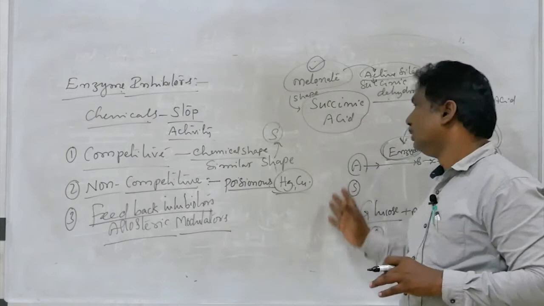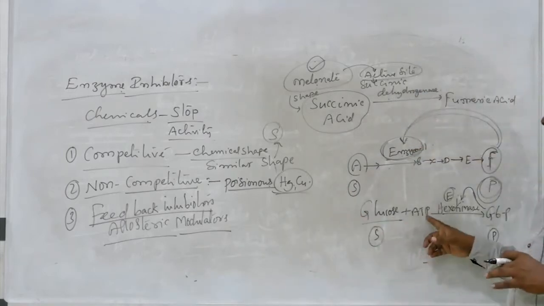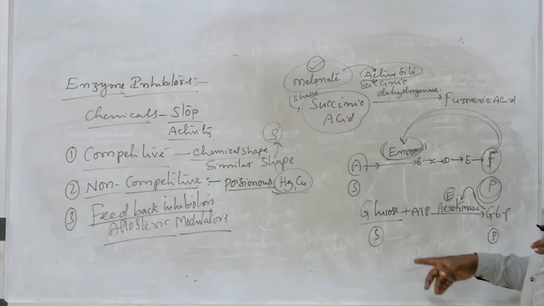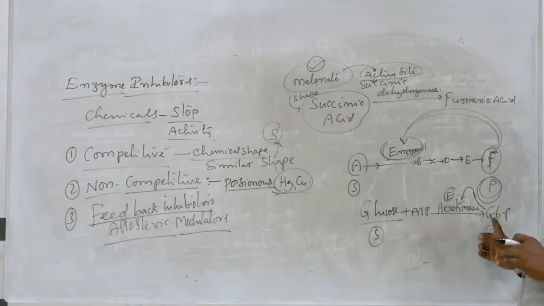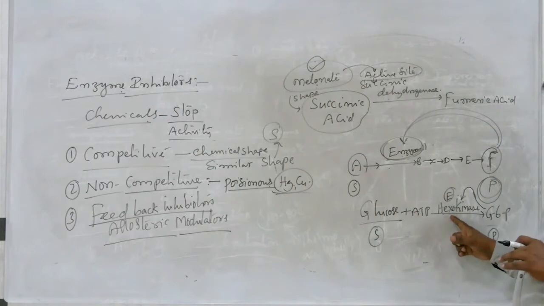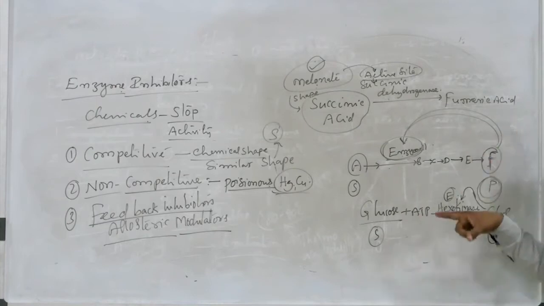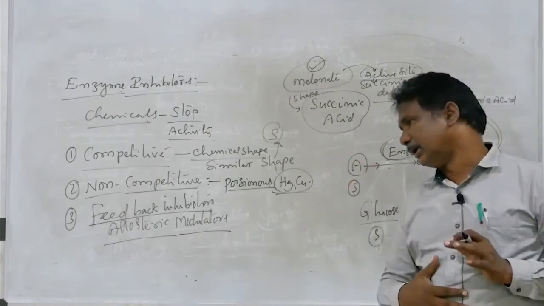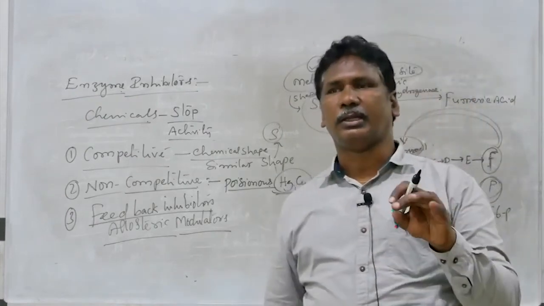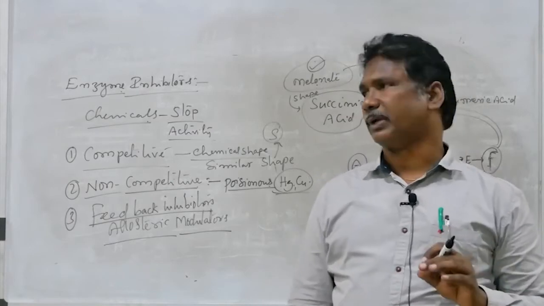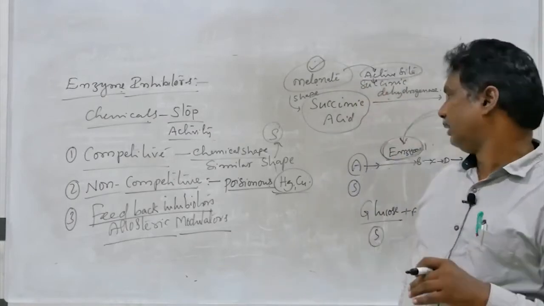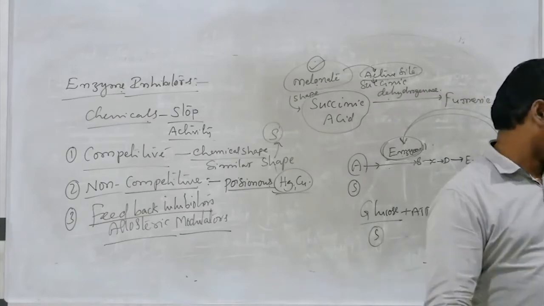Are you clear? Example of feedback: the first step in glycolysis in respiration, glucose combines with ATP to form glucose 6-phosphate in the presence of the enzyme hexokinase. In this one, the product is glucose 6-phosphate. The accumulation of more glucose 6-phosphate can inhibit the activity of the enzyme hexokinase. These feedback inhibitors also occupy a site other than the active site. Those are called feedback inhibitors.